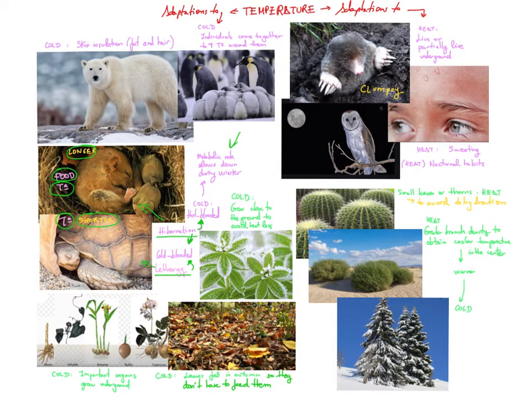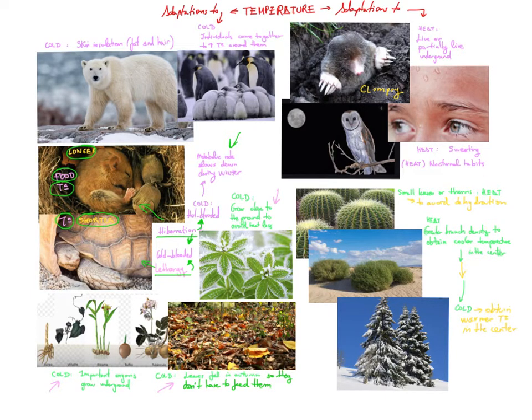Other adaptations to cold are found in plants, for example, when they grow close to the ground to avoid heat loss, or when they have the more important organs growing underground to protect them. Or, for example, when leaves fall in autumn, so they don't have to feed them and save some energy.